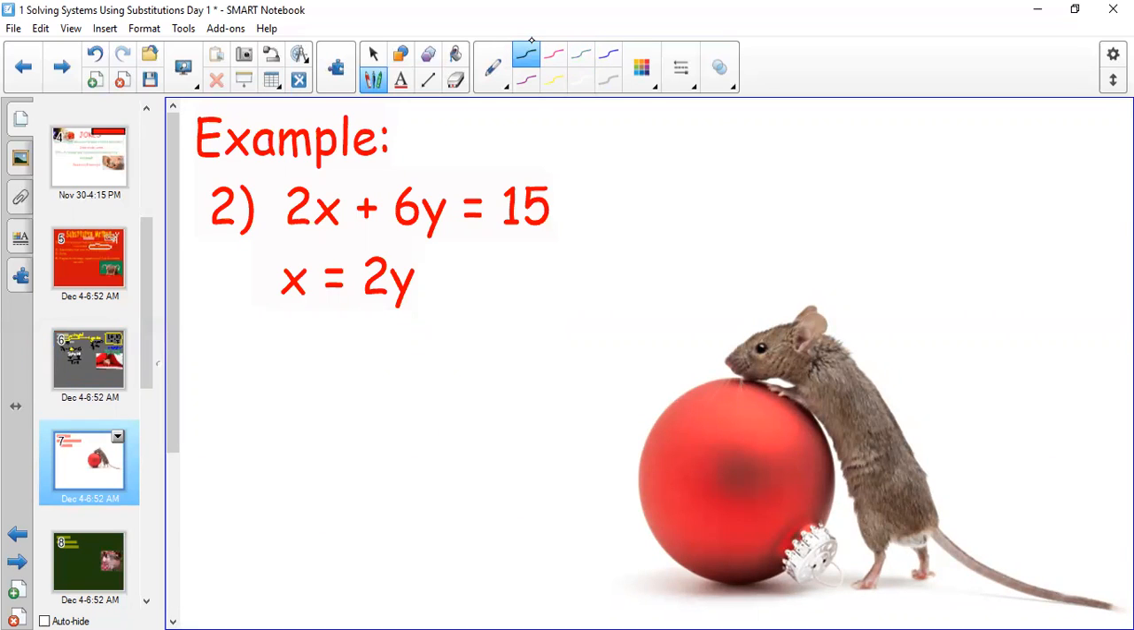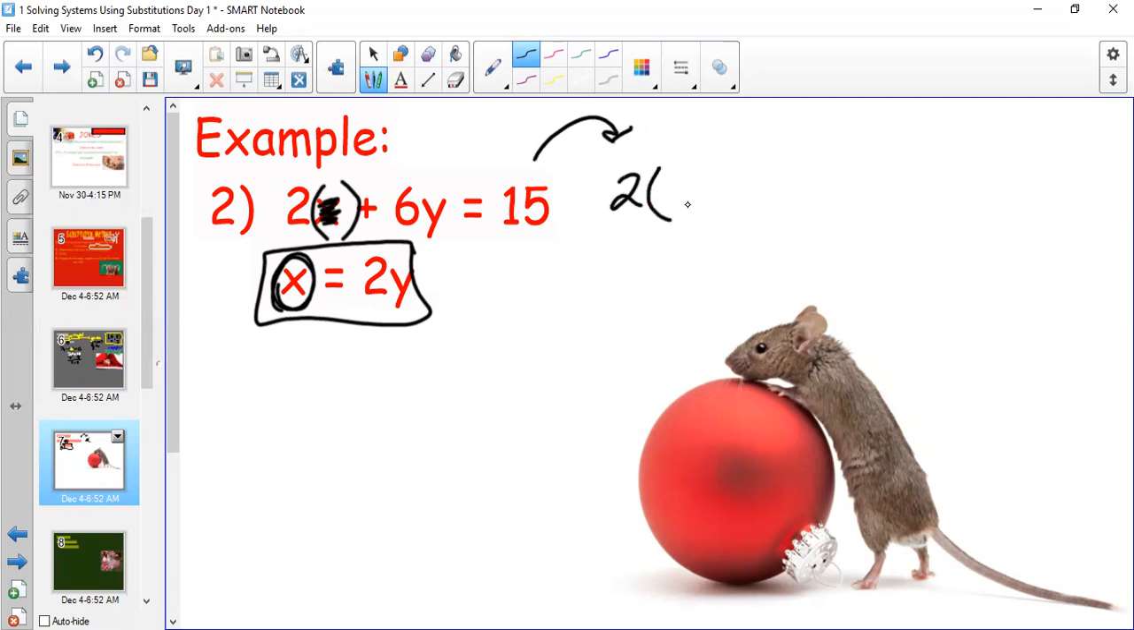Step 1, find your magic equation. In this case, it's the second one. Which letter is all by itself? The x. Okay, so what I do is I go back to the first one, I take out the x, and I put in parentheses there. So I'm going to rewrite that equation, but with parentheses. So 2 parentheses plus 6y equals 15. Again, I just wrote that exact equation, but I put parentheses where that x was.